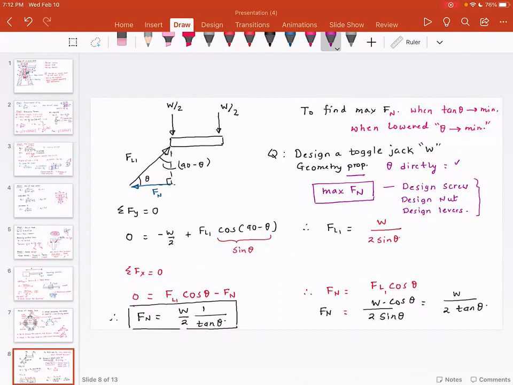Again, the procedure for toggle jack is exactly as screw jack. There are a couple of examples that are worked out in the textbook. I would encourage you to take a look at those examples and then follow them through. Okay. Any questions on the screw jack or the toggle jack design so far?